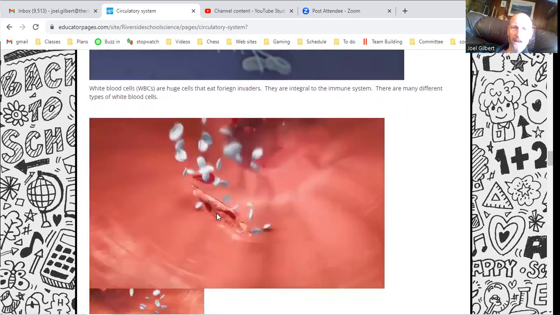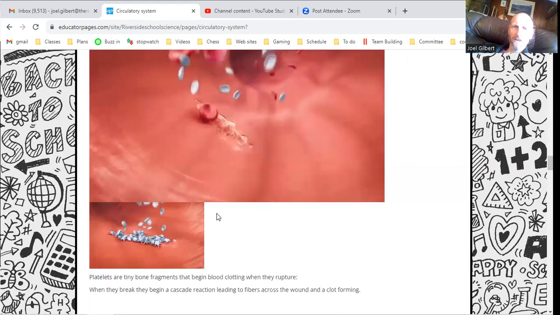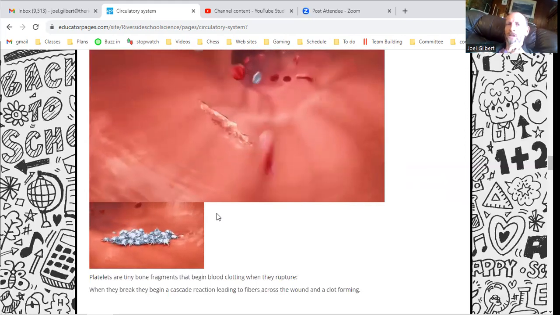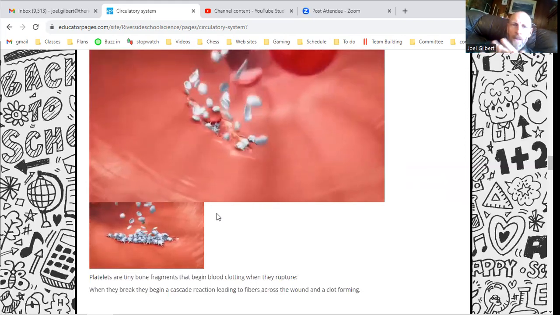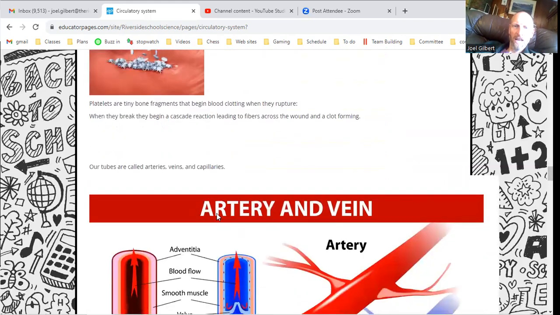And then you've got your platelets. They clot blood. Here's a couple of images of that. If one ruptures, then it not only calls more platelets there, but it also makes this web, and that web then seals up the cut.